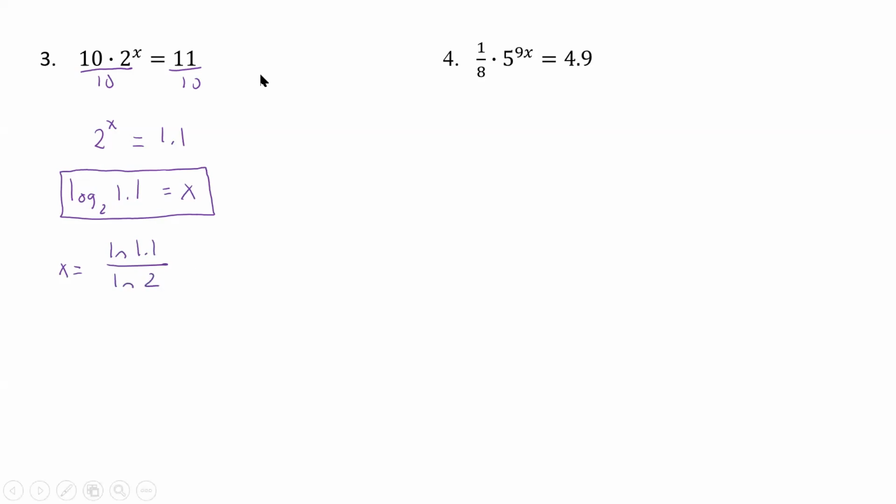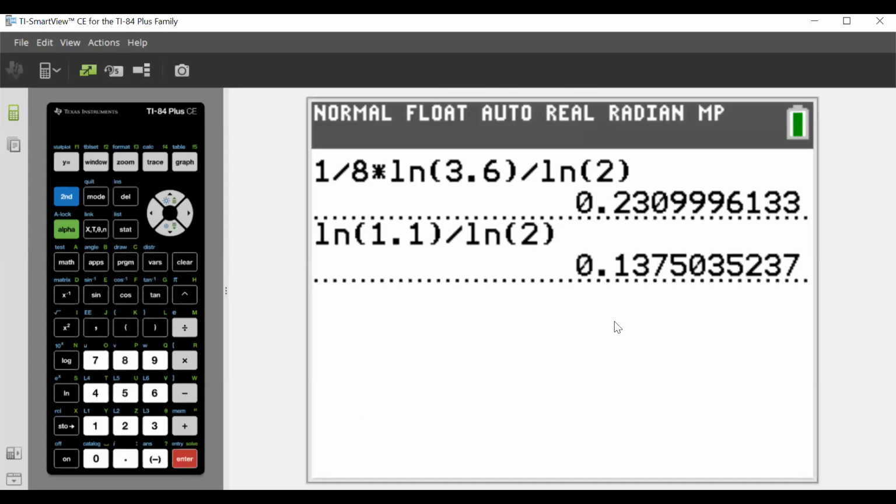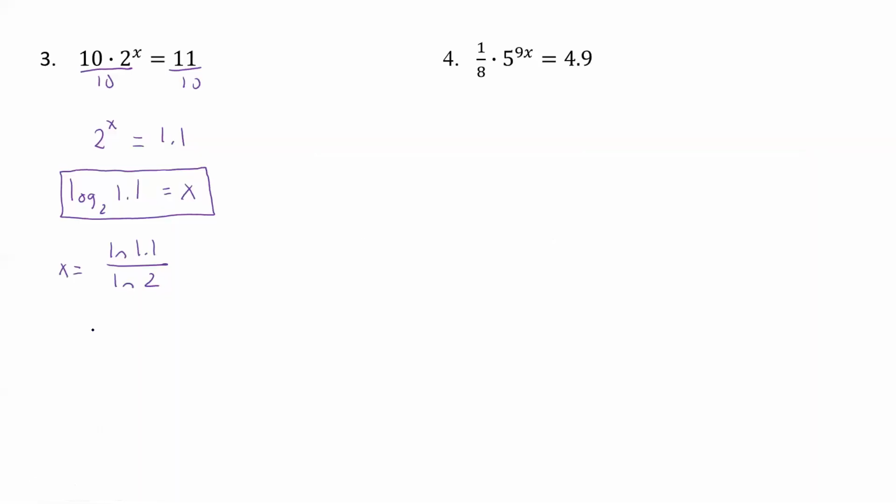Going back to our calculator, ln of 1.1 divided by ln of 2. We get 0.1375. And so that would be my approximate solution. So my exact and my approximate. Okay. All right, so the next one is going to do the same thing, except here I had to divide on the first one. This one, I'm going to multiply both sides by 8.